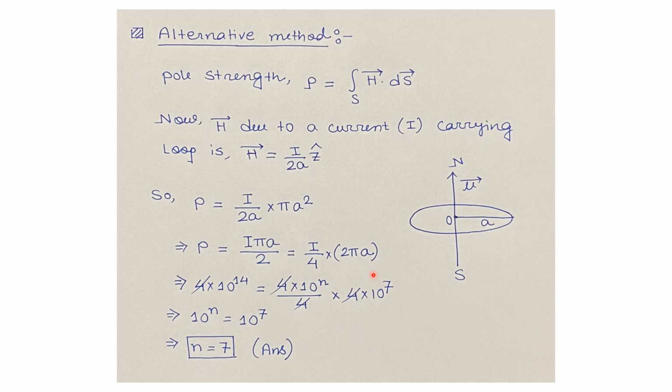So we'll put the value of P here, that is 4 into 10 to the power 14, and I value is given in the question 4 into 10 to the power n, divided by 4 times 2 pi a, that is circumference of the Earth, that is 4 times 10 to the power 7. So if we just cancel out the 4 and 4 from the left hand side and right hand side, and from the numerator denominator the 4 will be cancelled out. So effectively we will get 10 to the power n equals 10 to the power 7. So by comparing we can get n equals 7.